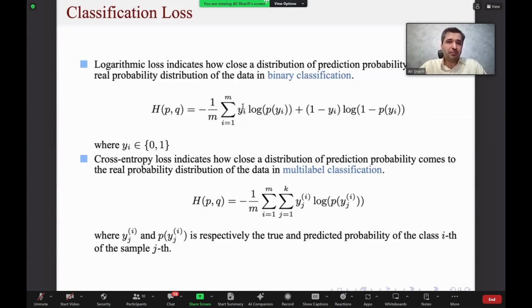But if the sample belongs to class 1, but the probability is computed as 50%, and the log is done in base 2, then the log of 50% would be -1, and -1 times 1 would be -1, and because of this minus here, we will have a loss of 1 here.